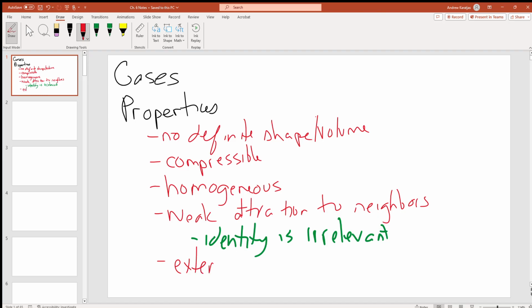Gases also exert pressure on the container that they're in. And finally, when we're talking about gases, it's mostly empty space. On average, a typical gas might take up about 1% of the actual volume, the gas molecules. So there's a lot of space in between the molecules, which leads to why the identity is irrelevant, why there's such a weak attraction.